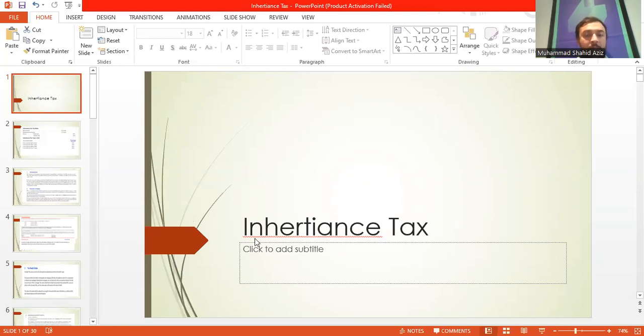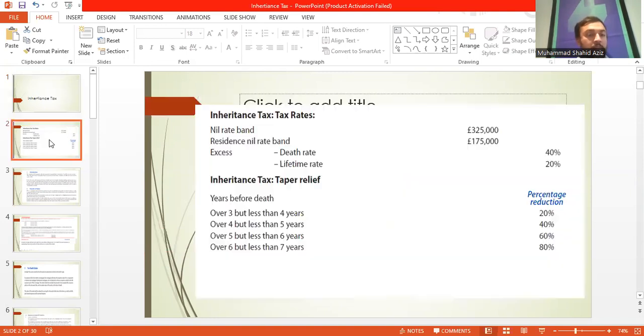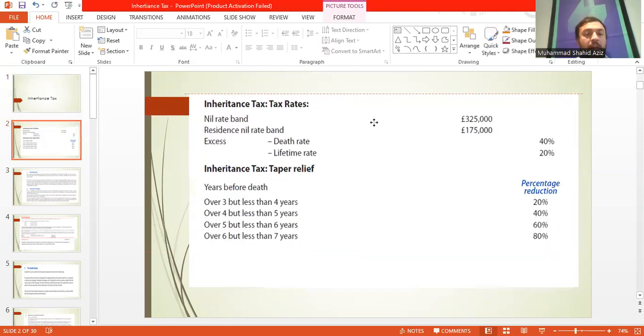So today our topic is inheritance tax, and it is one of the most important topics from your exam perspective. So let's start. Before starting, I have to go through the different bands with you. There is a nil rate band, 325,000 pounds. It means if the property value is 400,000 pounds, the first 325,000 pounds will be exempt.